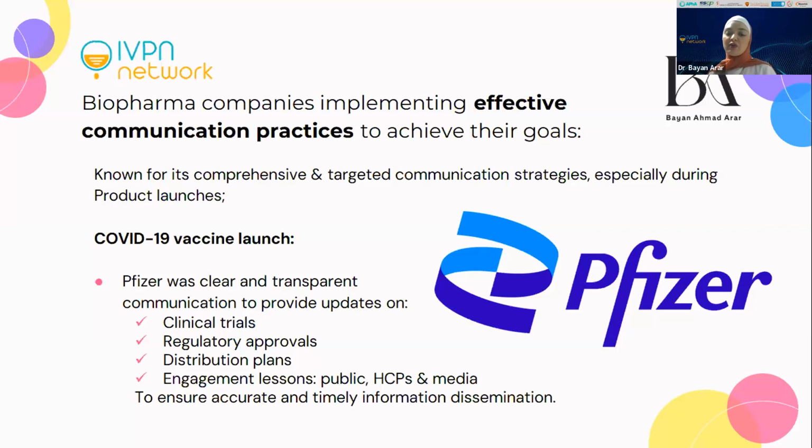They were engaged with the public, with healthcare professionals, and with the media to ensure accurate and timely information dissemination. So Pfizer made this story of launching the COVID-19 vaccine to be mentioned in history, and it will be mentioned for many years because it was creative and it was a targeted strategy, as we had discussed.